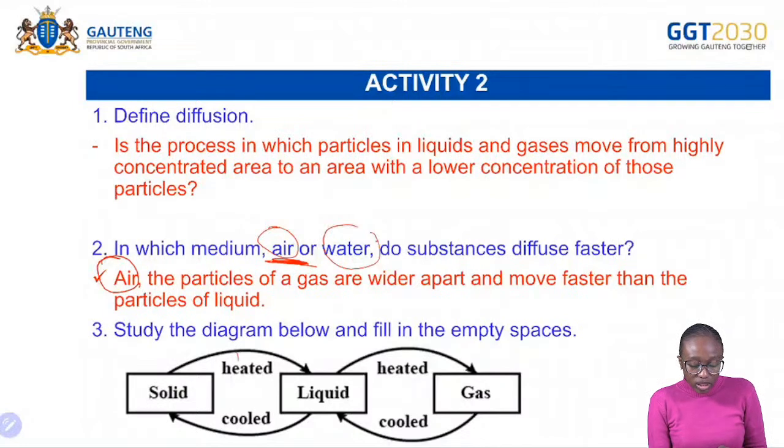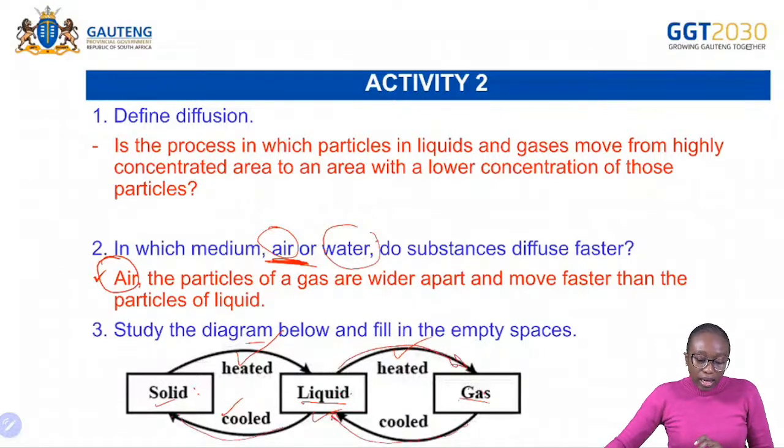So when a solid is heated, it becomes a liquid. When the liquid is heated, it becomes a gas. When a gas is cooled, it will become a liquid, and when a liquid is cooled, it will become a solid. So these are the three states of matter: solid, liquid, gas. So this is melting, evaporation, condensation, and freezing. Now take 1 minute to copy the corrections, and then after 1 minute, we will wrap up our lesson.